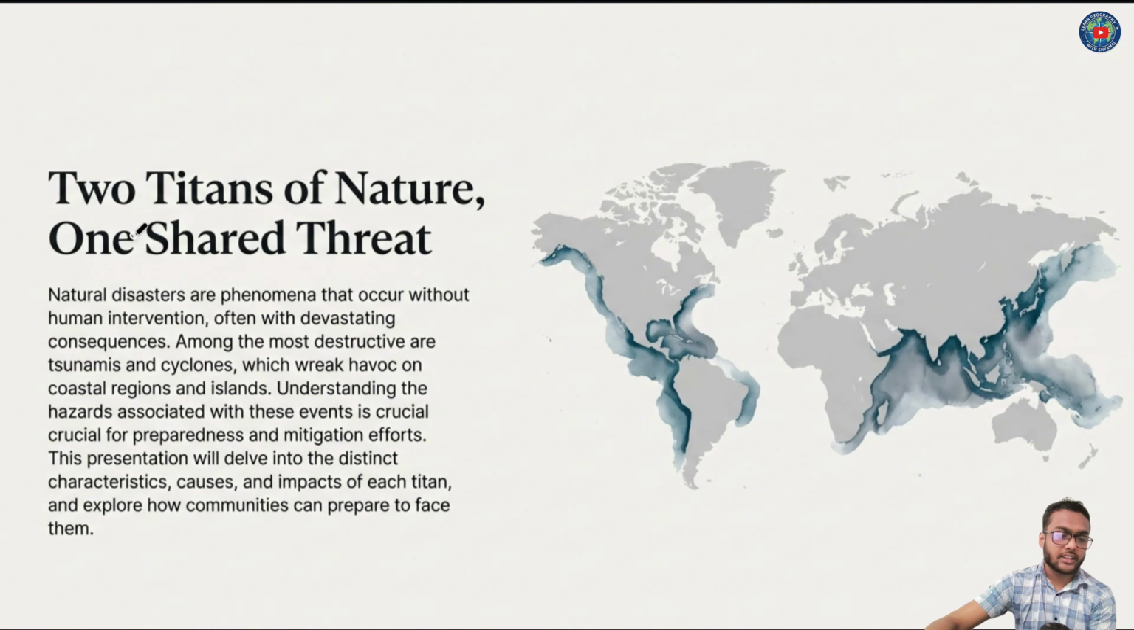First of all, what is a natural disaster? Natural disasters are phenomena that occur without human intervention, often with devastating consequences. Among the most destructive are tsunamis and cyclones, which wreak havoc on coastal regions and islands. Understanding the hazards associated with these events is crucial for preparedness and mitigation efforts. This presentation will delve into the distinct characteristics, causes, and impacts of each, and explore how communities can prepare to face them.